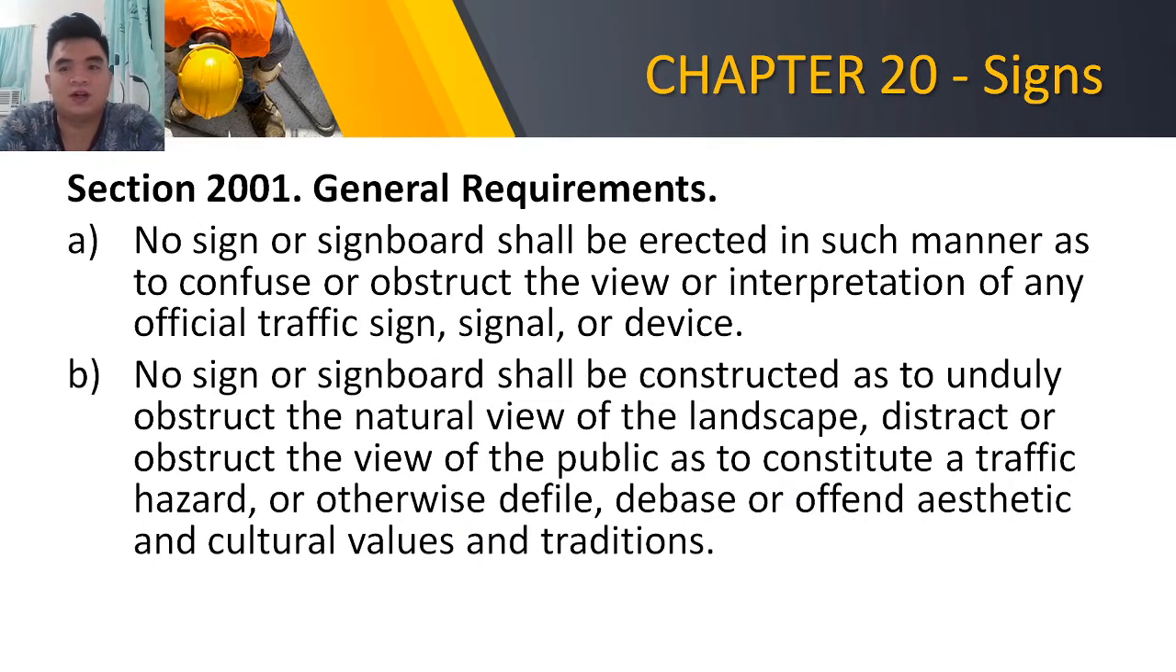Next is chapter 20, section general requirements. No sign or signboard shall be erected in such manner as to confuse or obstruct the view or interpretation of any official traffic signs, signal, or device. No sign or signboard shall be constructed so as to unduly obstruct the natural view of the landscape, distract or obstruct the view of the public as to constitute a traffic hazard or otherwise defile the base or offend aesthetic and cultural values and tradition. So it's very clear, no?